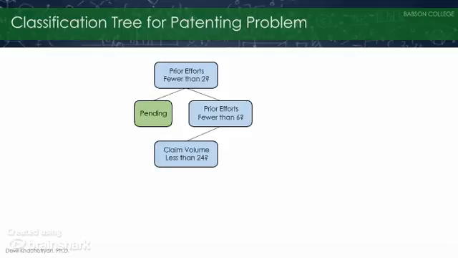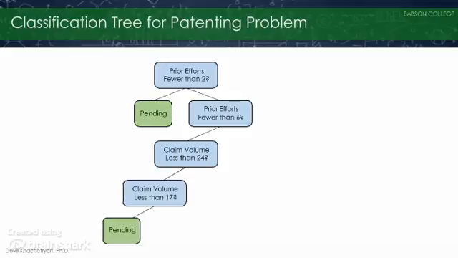If, in fact, the claim volume is less than 24, their fate will then be determined by whether or not their claim volume is, in addition, also less than 17. And if we answer that question affirmatively, the patent application will be classified as pending. So in this terminal node, there are all the patent applications that have a moderate number of prior efforts, in other words, anywhere from 2 to 5 prior efforts, and which are relatively small in terms of their claim volume. In particular, they have claims less than 17.